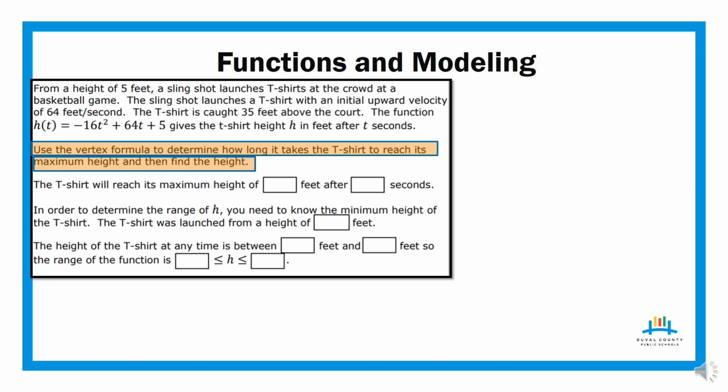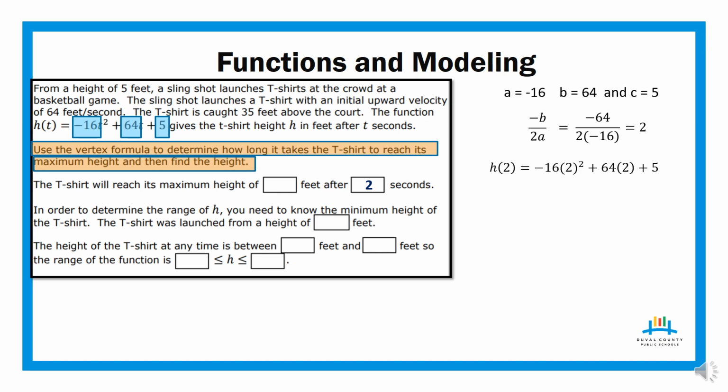To get started, we will need to identify a, b, and c of the quadratic equation. So a is negative 16, b is 64, and c is 5. The vertex formula is negative b, or the opposite of b, divided by 2a. We will substitute the values of b and a into the formula to get negative 64 divided by 2 times negative 16, which will give us 2. This means that the maximum height will be reached at 2 seconds. For the height, we will substitute the 2 seconds into the equation, which gives us a value of 69 feet. So the t-shirt will reach its maximum height of 69 feet after 2 seconds.